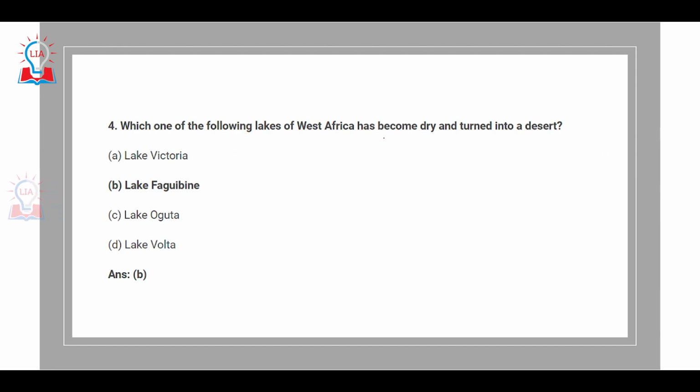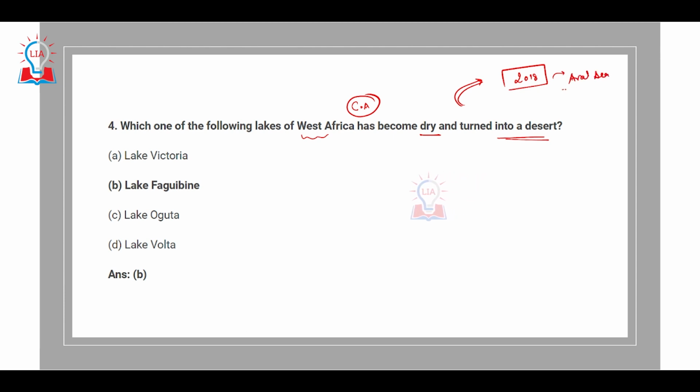The fourth question is asked from world geography. Again, this is a map-based question, and also it is related to current affairs, where the question asked is: which one of the following lakes of West Africa has become dry and turned into a desert? Now, see, that is why practicing previous year UPSC questions becomes very important, because a very similar question was asked in the prelims of 2018 as well, where the question was about the Aral Sea.